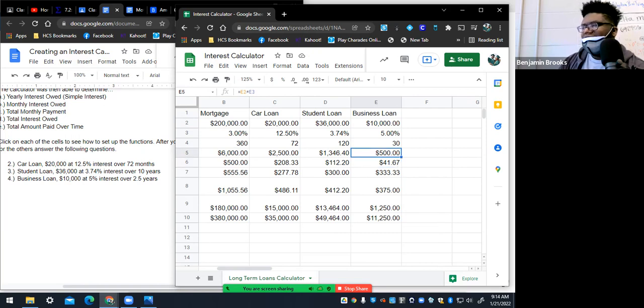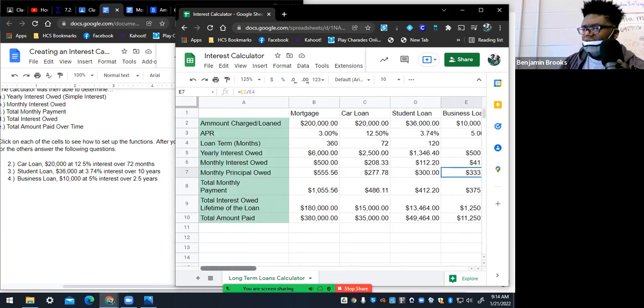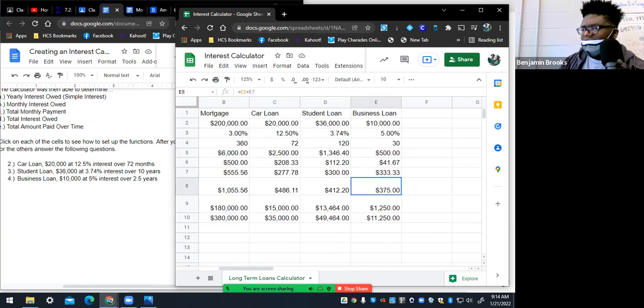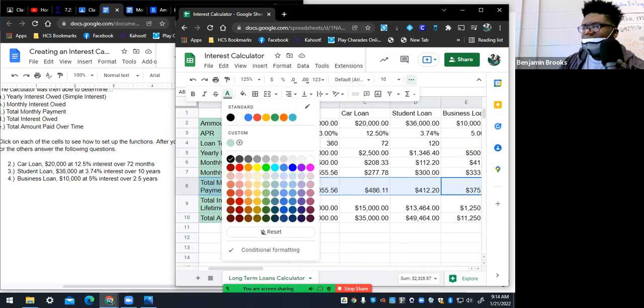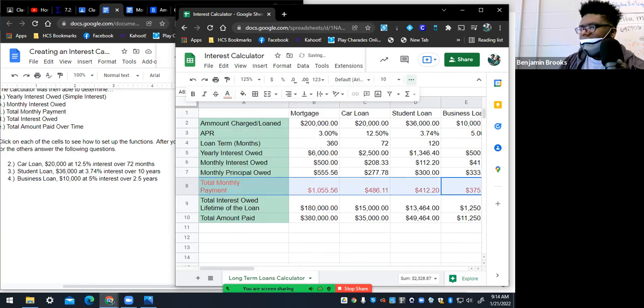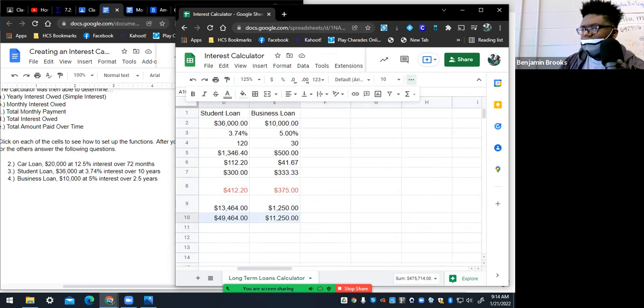Basically you owe $500 a year in interest, your monthly interest and so on and so forth. So your monthly payment would be $375. And you know what? I'm just going to make this whole row red because it's kind of important. It's the most important one. I'm going to make this row bold and red so it stands out. And that's it, guys.